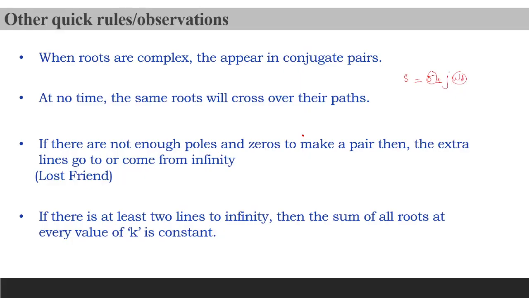And then we can move to the last point: if there are at least two lines going to infinity, then the sum of all the roots at every value of k is constant. If the lines are going out evenly, the sum of the roots on the lines would be equal for every value of k, and we verified in the first lecture that those values will be the same.